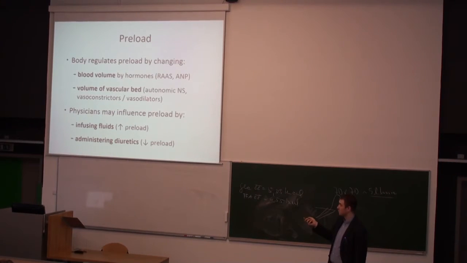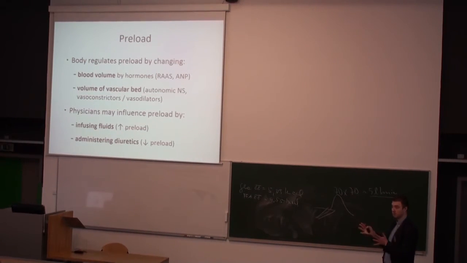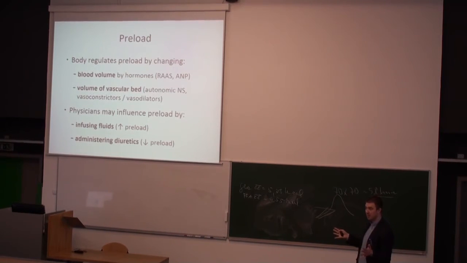Of course, if you have vasodilation, that means if you have, for example, anaphylactic shock, then you have vasodilation in your whole body, and the result is that the reservoir is bigger, and therefore the preload is lower. Therefore, the systolic volume is lower, and the cardiac output will be lower also. And the heart pressure will be lower.